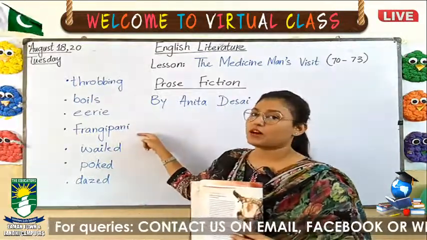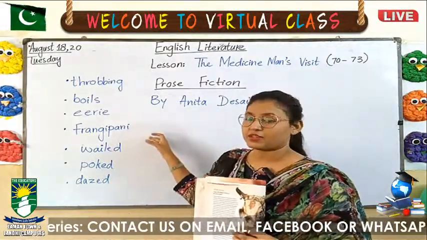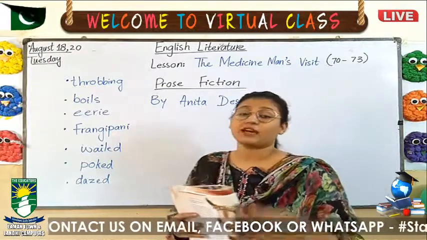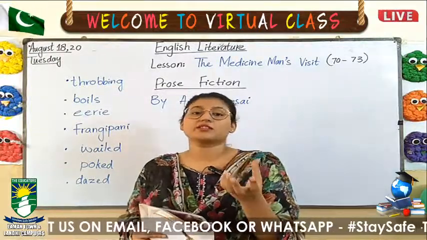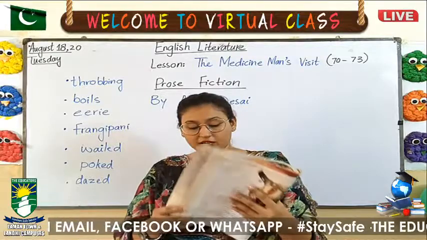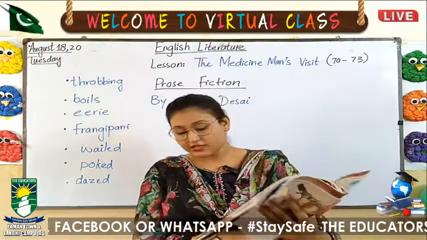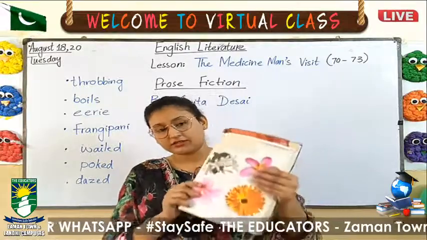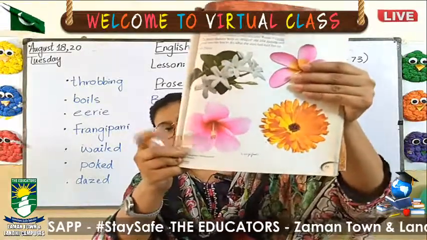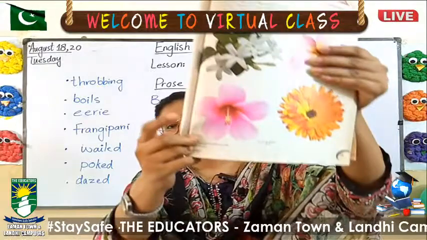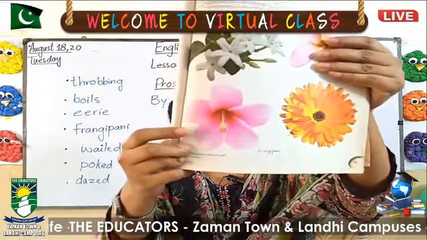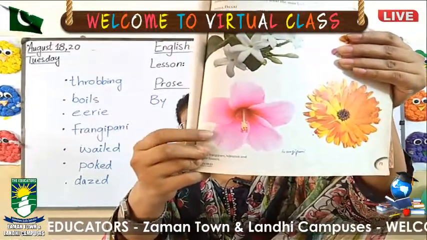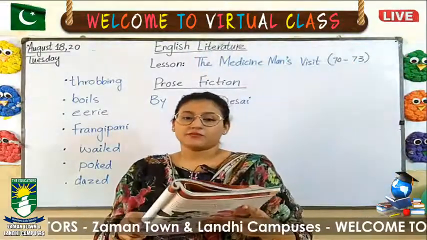Frangipani is a tree which produces fragrant flowers. On page number 73, you may have it. It has a tunnel-like flower. This one. Okay. Fine.